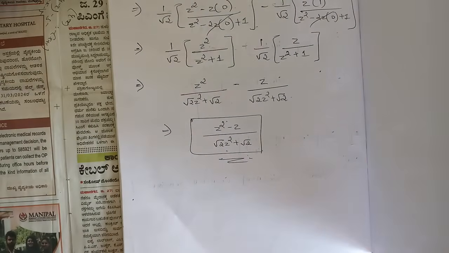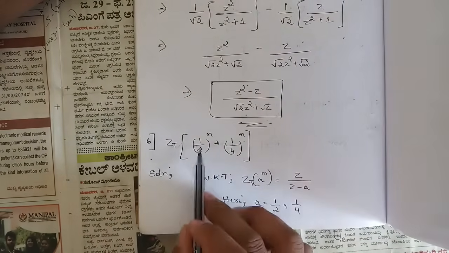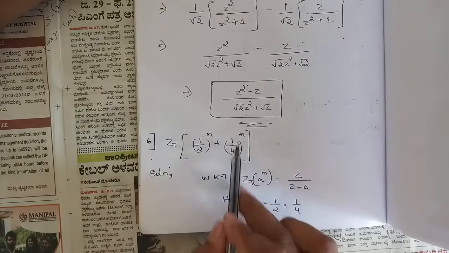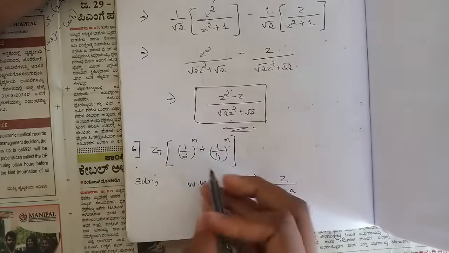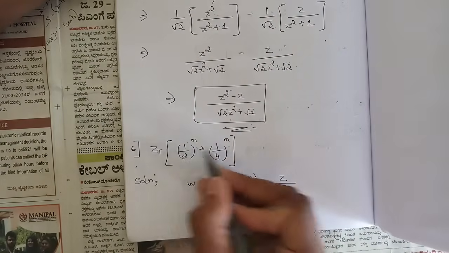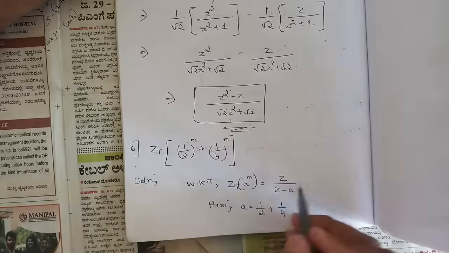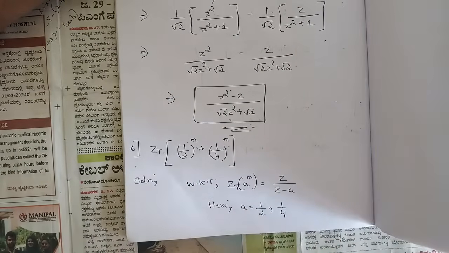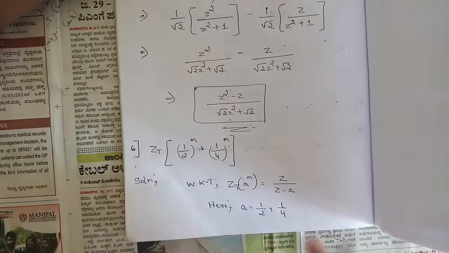Okay, so now we'll solve one more problem. So this is our next question. We need to find the z transform of 1 by 2 power n plus 1 by 4 power n. So this corresponds to, if we consider this 1 by 2 and 1 by 4 as a, we know the z transform of a power n. Z transform of a power n is equal to z by z minus a, where a is 1 by 2 and 1 by 4. Okay, so now we need to just replace the value of a by 1 by 2 and 1 by 4, and we need to split the z transform by using the linear property. Okay, so now we will solve this.